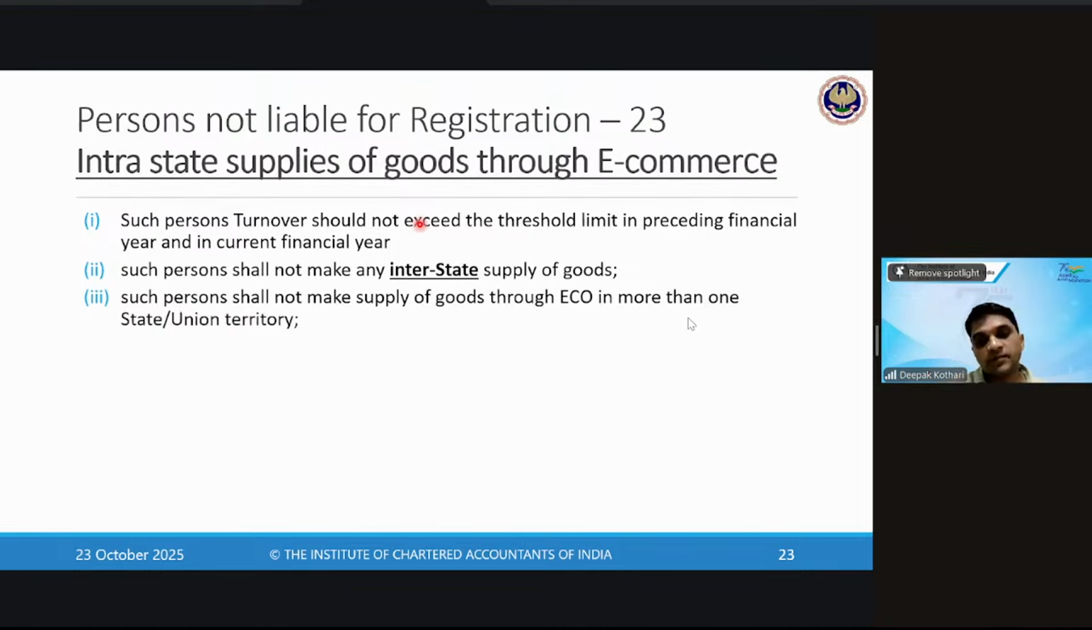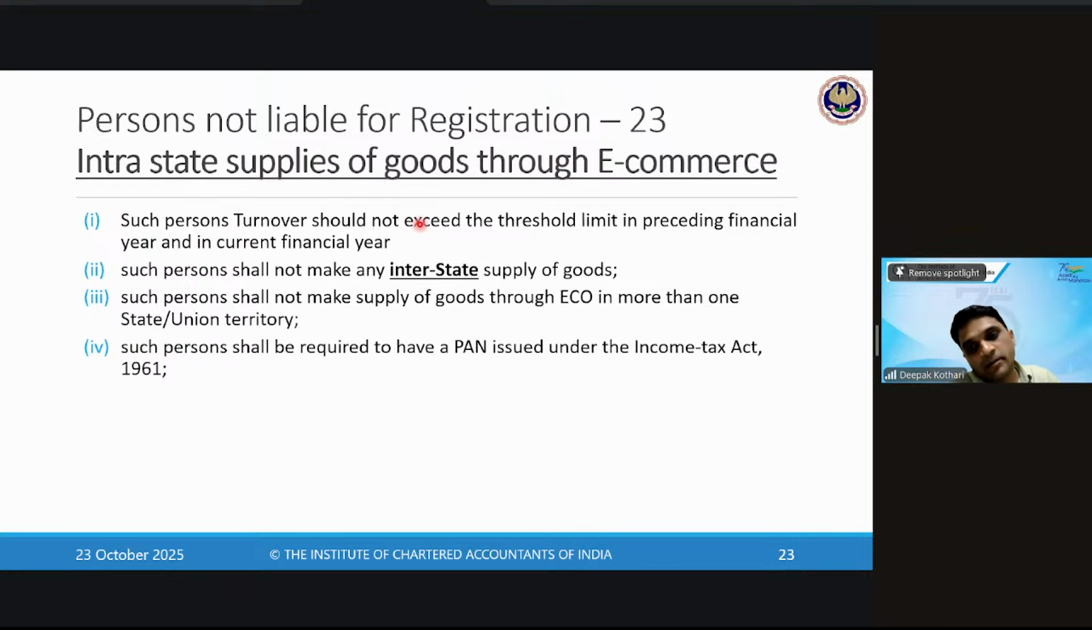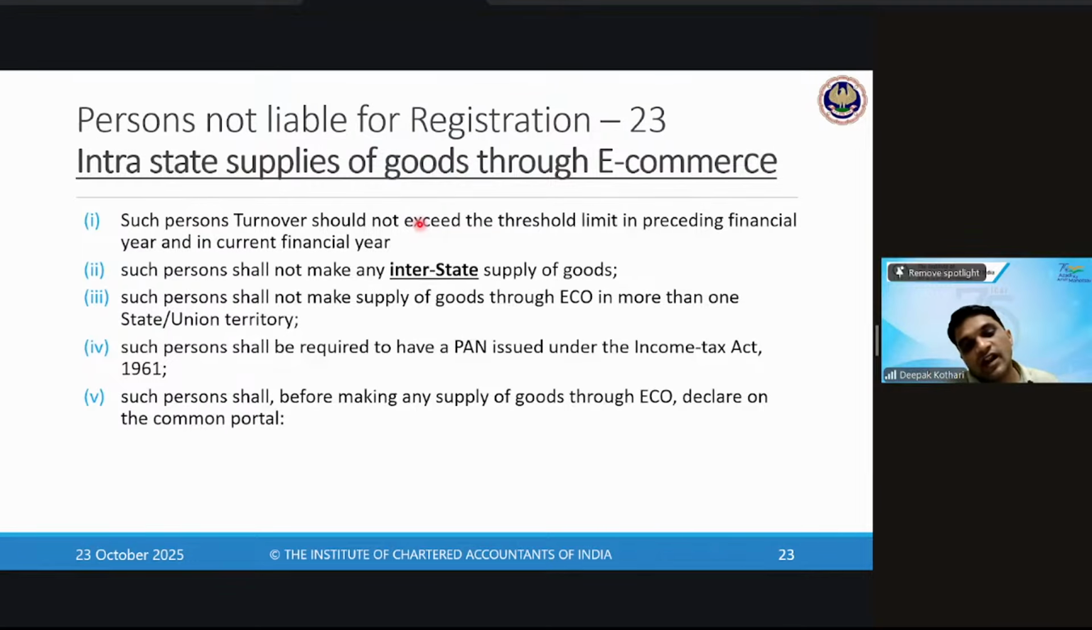So you should make supply of goods through e-commerce operator, not more than one state. Then such person shall be required to have a PAN. तो उनके पास बेसिक पैन तो होना चाहिए. And such person shall, before making any supply of goods through e-commerce, declare on the portal. तो उनको पोर्टल में डिक्लेरेशन देना पड़ेगा कि मैं इतना सप्लाई कर रहा हूँ. Because government should know whether they have crossed the threshold limit, so they have to just make a declaration. They don't have to file any returns.